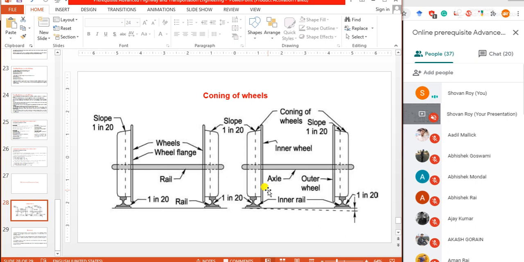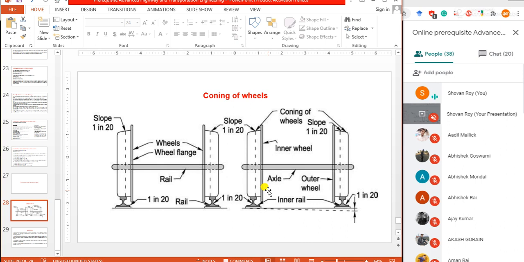When a train with wheels is on a curve, one wheel is on the inner side and another wheel on the outer side. So in that condition, the outer wheel has to negotiate more distance on the curve as compared to the inner wheel. Due to the action of centrifugal force on a curve, the vehicle tends to move out. Obviously, on a curve there is centrifugal force, as we know from our highway engineering.